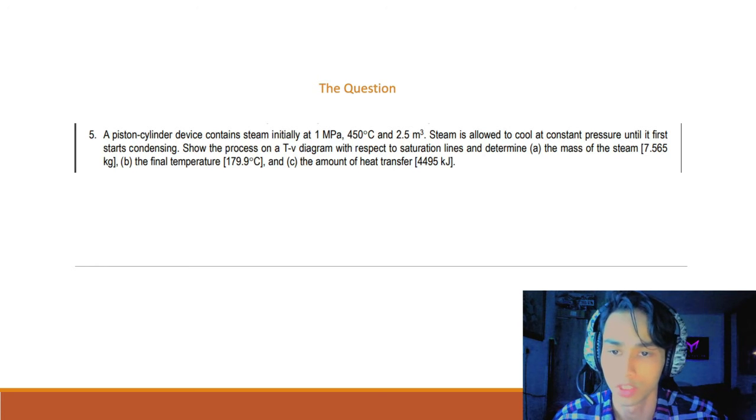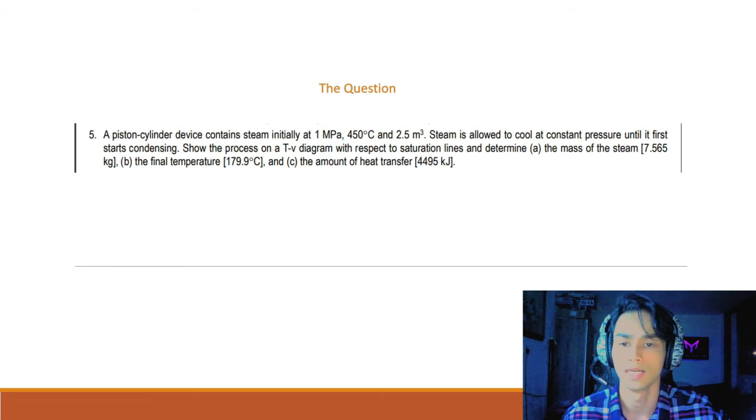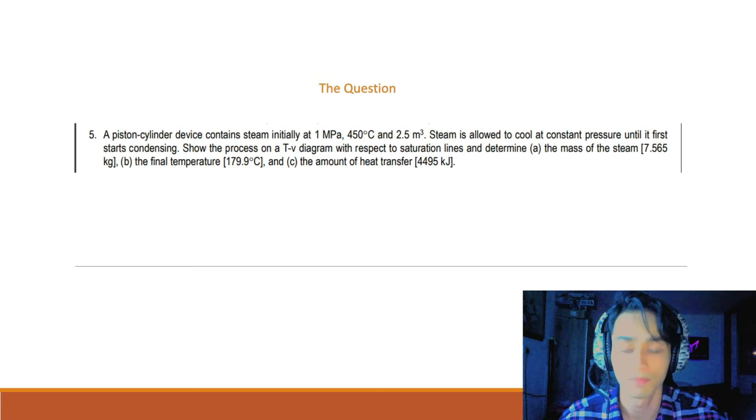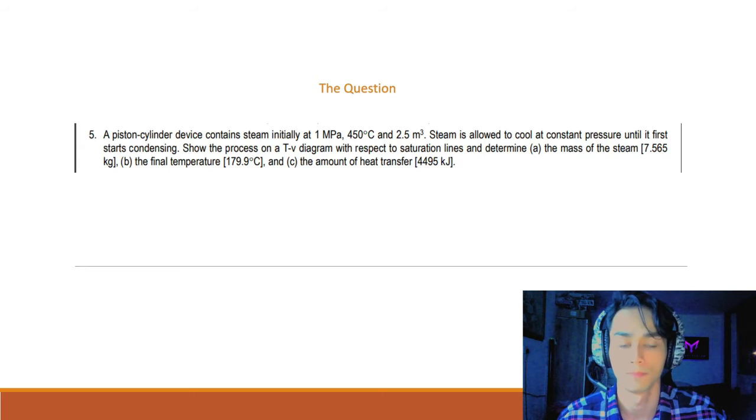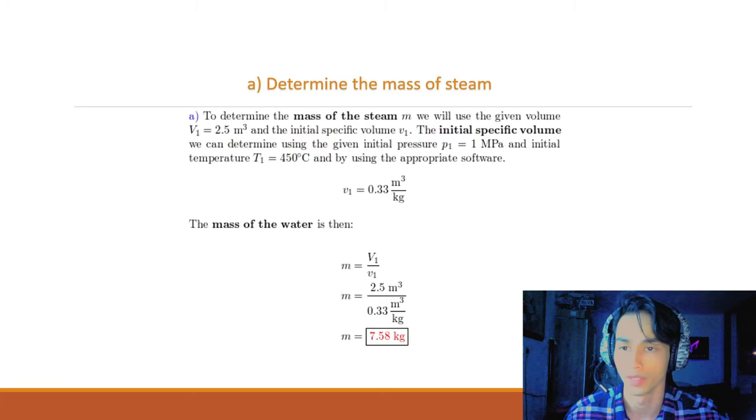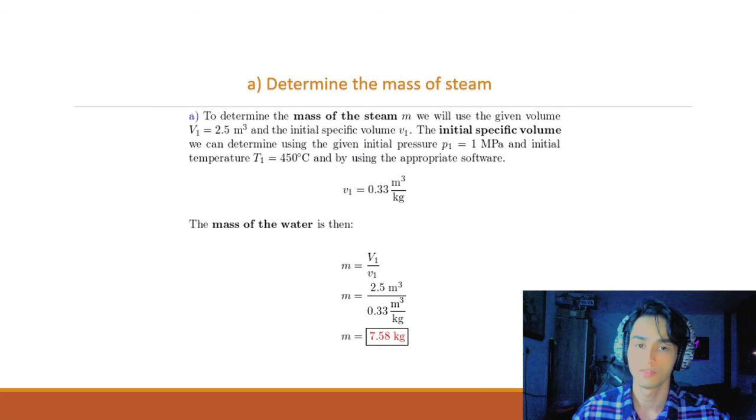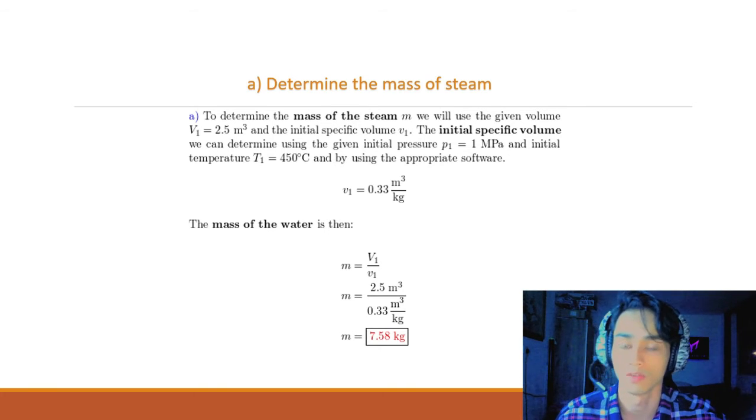and B. The final temperature, which is 179.9 Celsius, and C is the amount of heat transfer, which is the answer is 4,495 kilojoule. Okay, let me show you the answer real quick. Okay, for the first one, we have to determine the mass of steam.